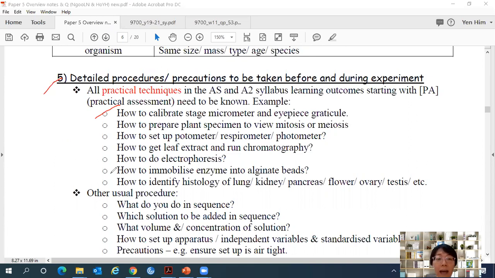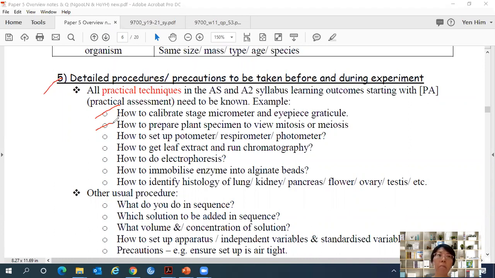Okay, so I have already listed out most of the procedures you have learned in your theory that you need to know for Paper 5. How to prepare a plant specimen to view mitosis and meiosis, right? So you have to take the root tip and put it into acid acetylocene.